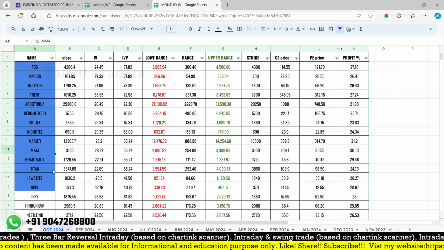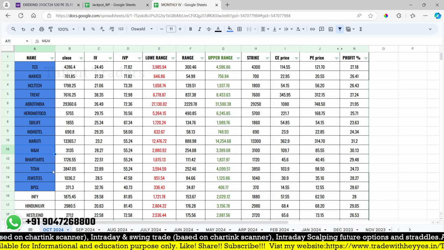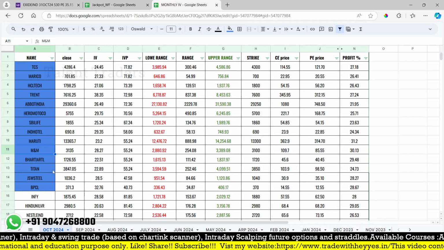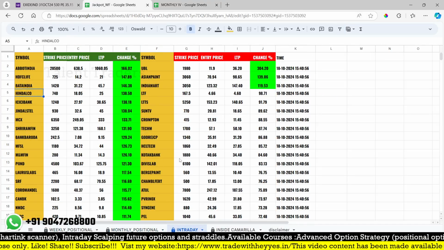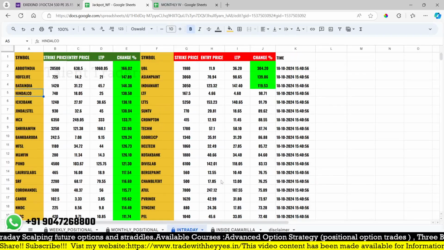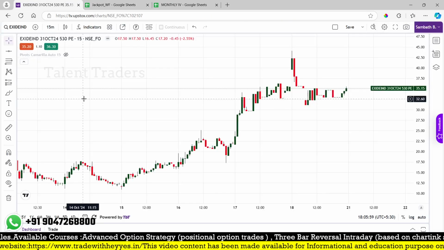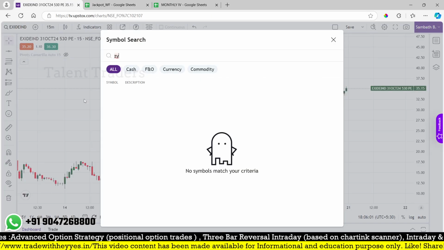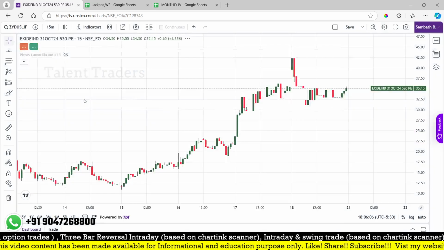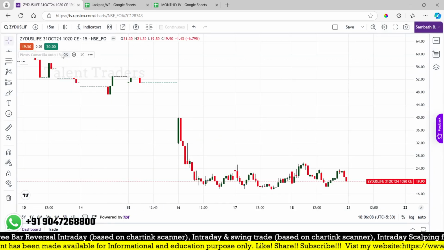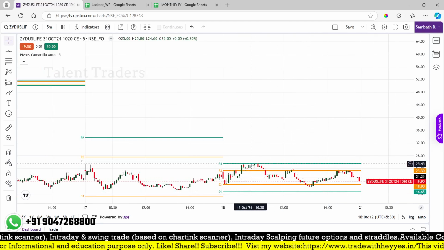And in positional also, we are trying to find 2 to 3 opportunities, not to take consecutive trades. And mainly it's the positional one which we are following with this Google sheet as a scanner. And intraday is about, you know well, R4 breakout, and inside camarilla also we are updating daily. So Zydus Life 1020, whether it is giving you a breakout or not. Let me check the 1020 call option today, and it is inside compared to the previous day. But it gives you a breakout.